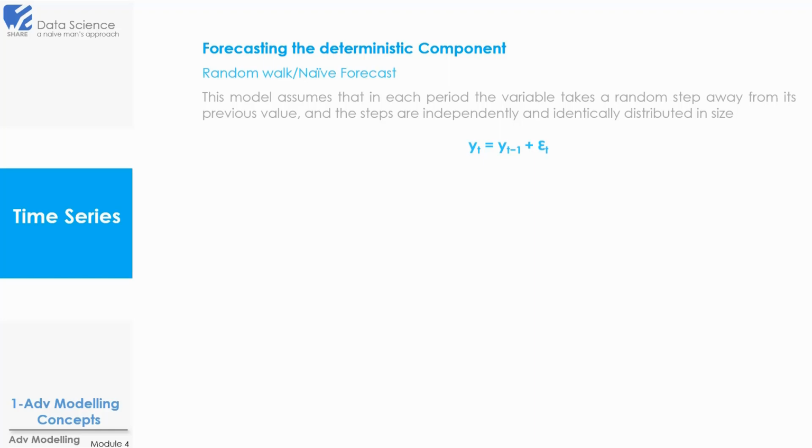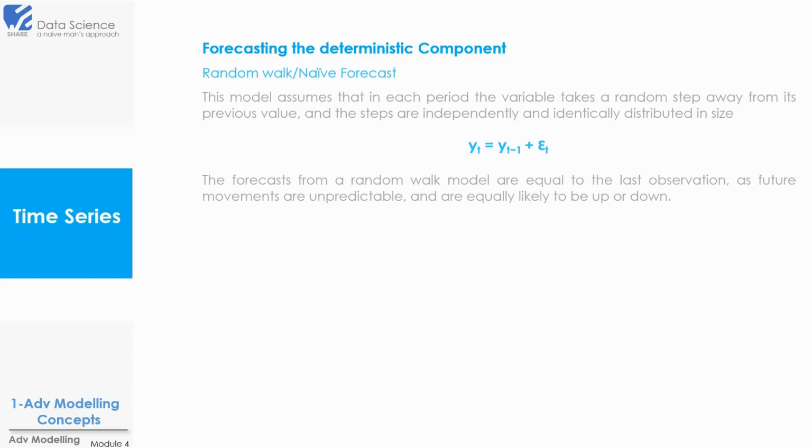Now the forecasts from a random walk model are equal to the last observation, as future movements are unpredictable and are equally likely to be up or down. So the random walk model may look trivial if you have never seen it before, because what could be more simple-minded than always predicting that tomorrow will be the same as today? So this does not even require any knowledge of statistics, because all of us do this in our daily lives as well. But believe me, this method works remarkably well for many economic and financial time series data. And for this reason, it is sometimes called the naive model or persistent model.